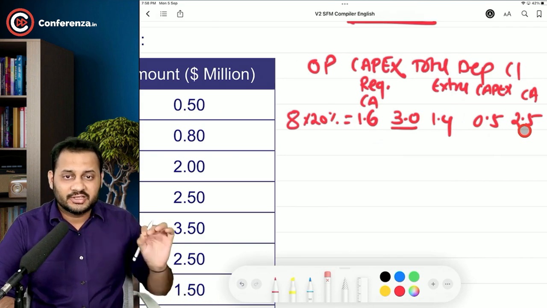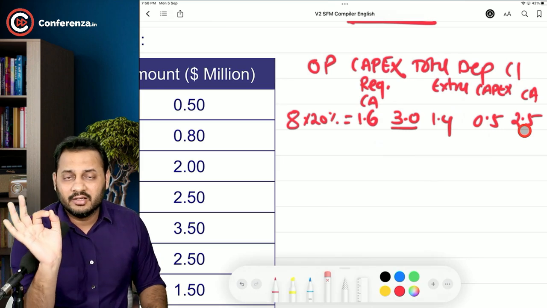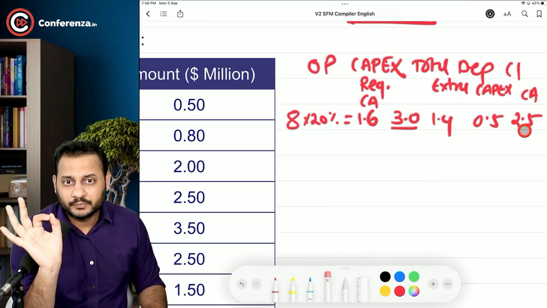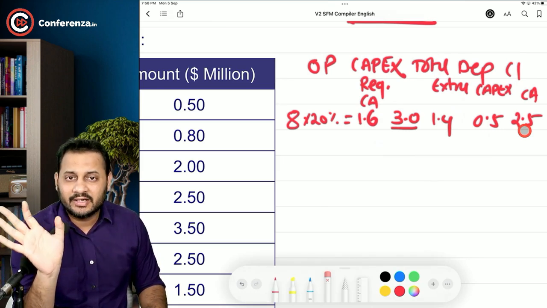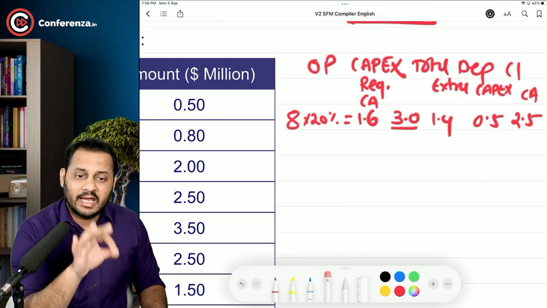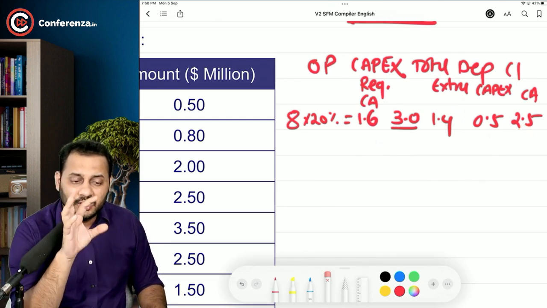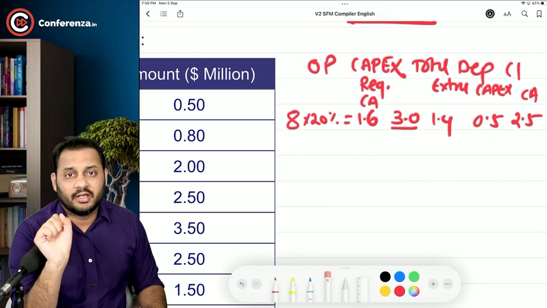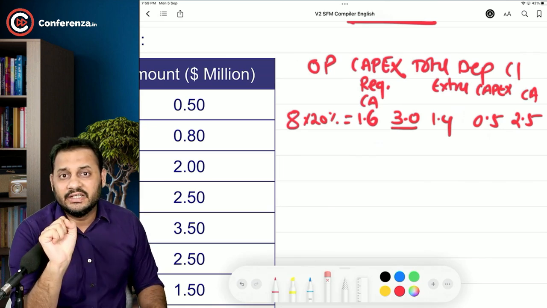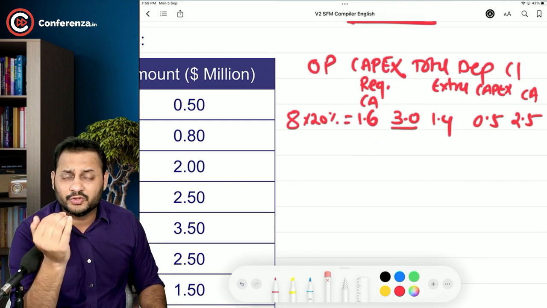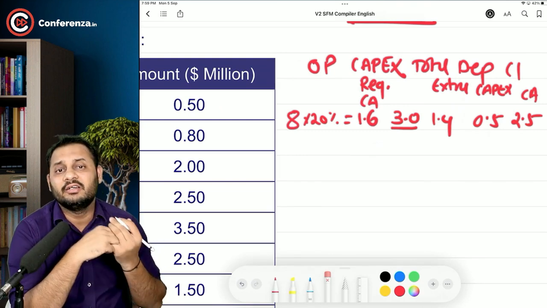That means in the first year, zero capital is required. Do you get that? No extra capital is required to be invested in the company, or we can say we need nothing from the equity or debt holders, because we already have an extra in the balance.